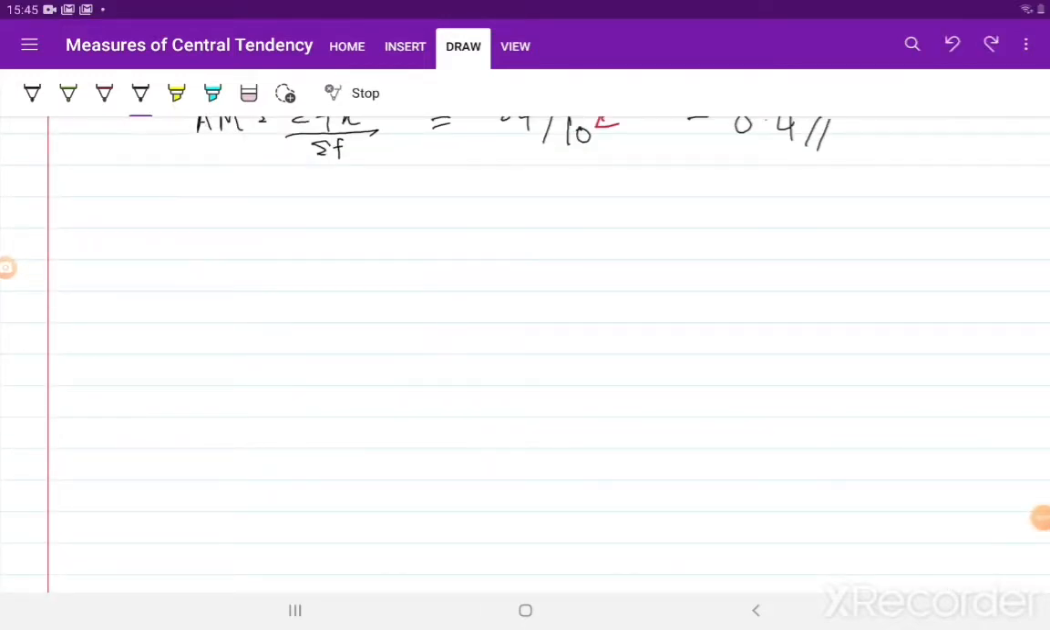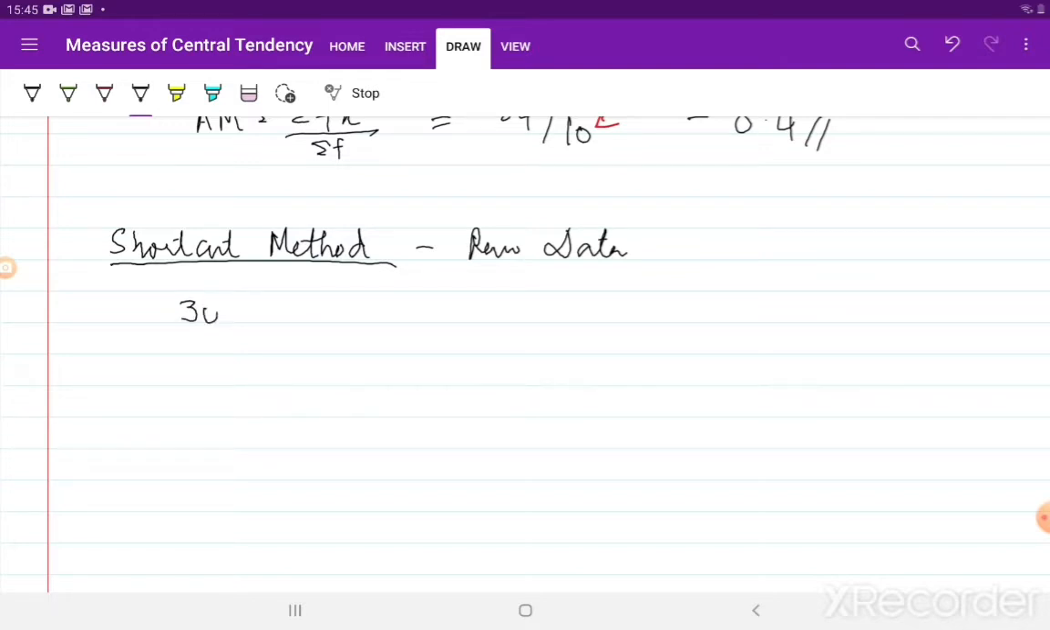Now, let's look at another method for calculating arithmetic mean. It's called the shortcut method. Like the simple way of calculating arithmetic mean, we did it for two types of data, raw data as well as for frequency data. Even the shortcut method, we can have a look at how we use the shortcut method for raw data as well as frequency data. Now, the shortcut method is generally preferred when you have to calculate arithmetic mean of large numbers.